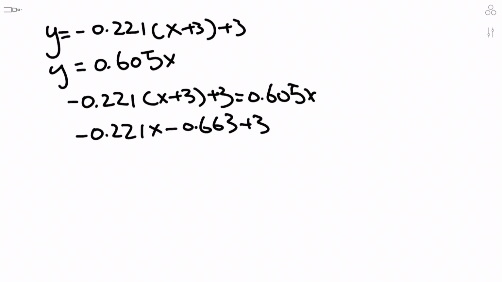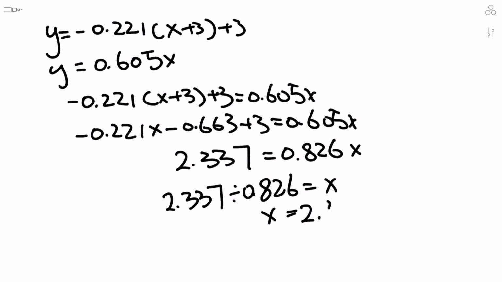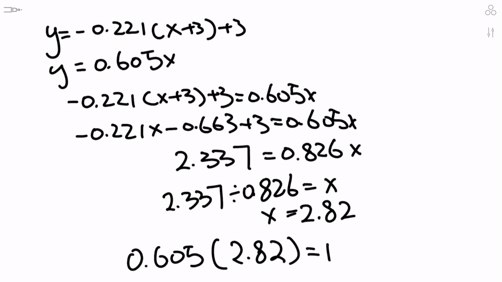To solve, we set the equations equal to each other, eliminating the y. X equals 2.82 seconds. We then plug this x value back into the fast car's equation. Final collision prediction is 2.82 seconds at 1.71 meters.